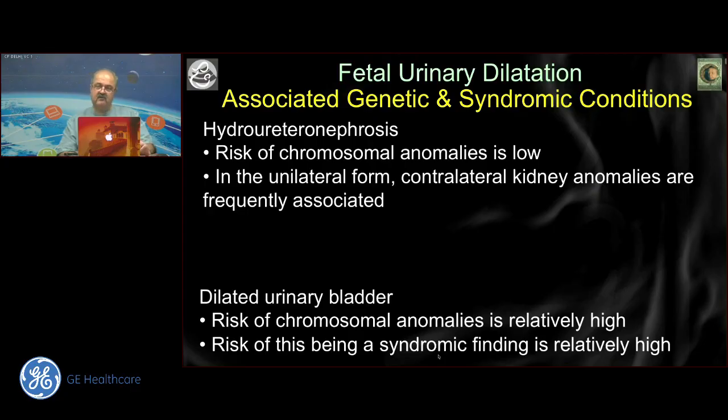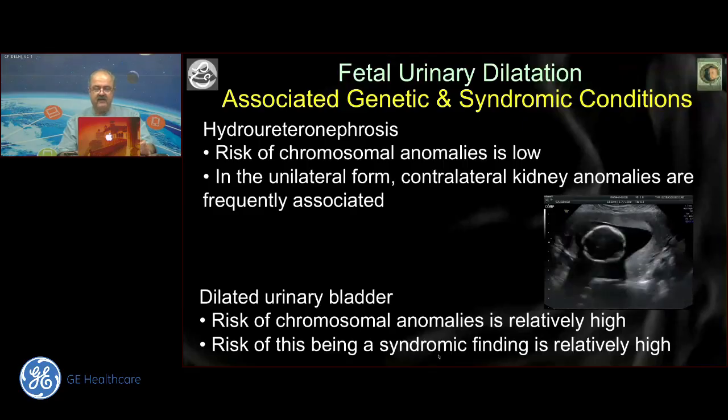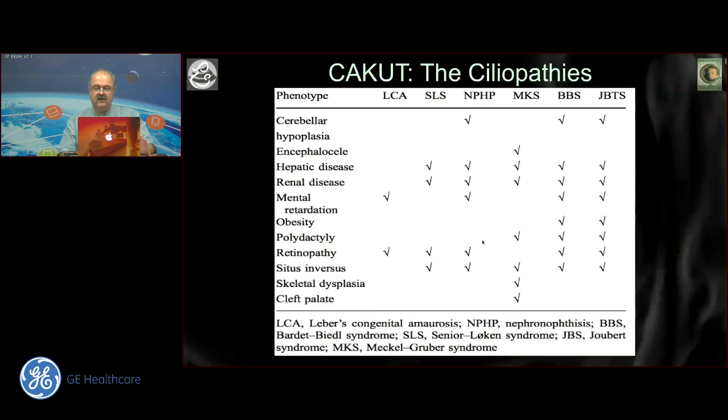The genetics of this whole condition has moved a lot, and we will now spend a few minutes on this, and that is that when you find a dilated system or an abnormal system, you start thinking what we call the ciliopathies. The more common ones include Meckel-Gruber, Joubert syndrome, and Bardet-Biedl, but you also have the other syndromes, which are the Senior-Loken, nephronophthisis, and Leber's congenital amaurosis.